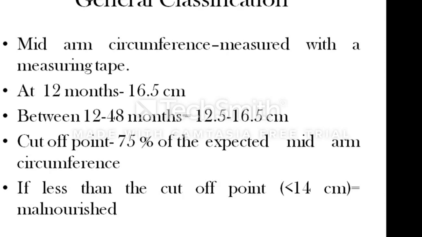At the age of 12 months, the arm circumference is roughly 16.5 centimeters. So between 12 and 24 months, it is between 12.5 and 16.5. The cutoff is 75% of the expected arm circumference. So if we take 16.5, this child will have less than 14 centimeters to be malnourished. So this will be your general way of classifying your children if you don't have the charts and the like.